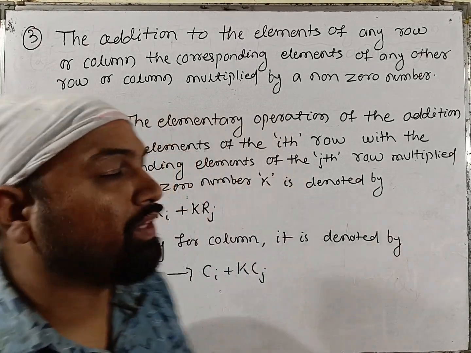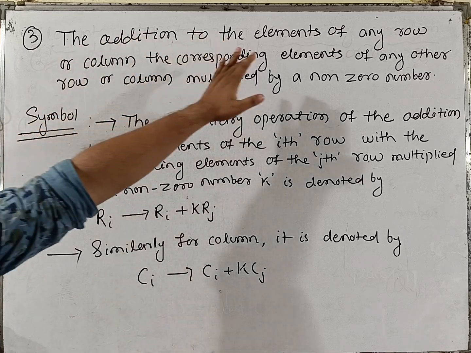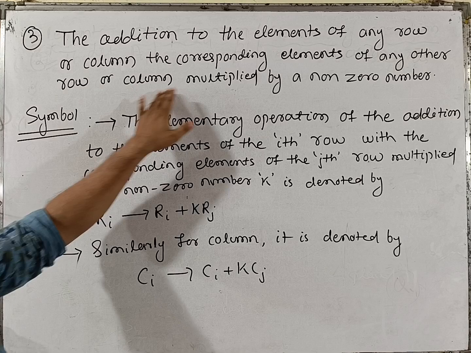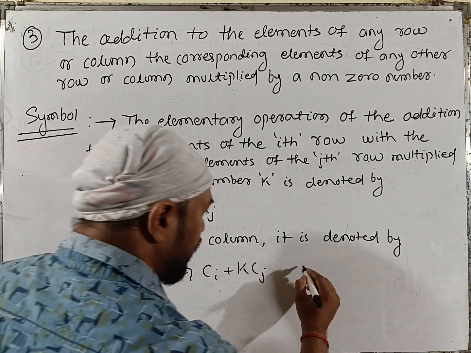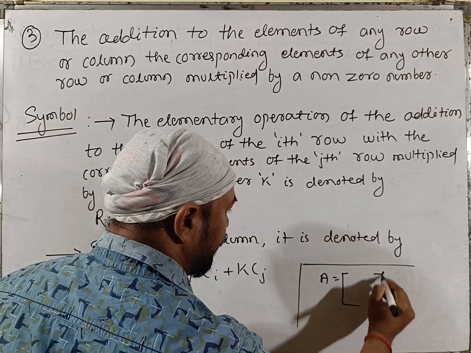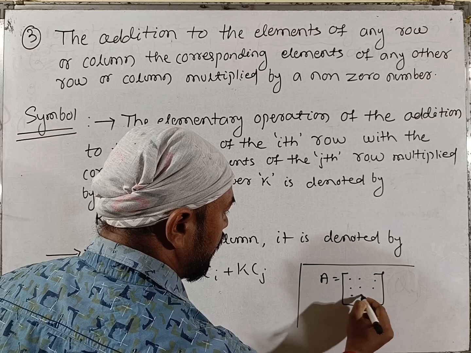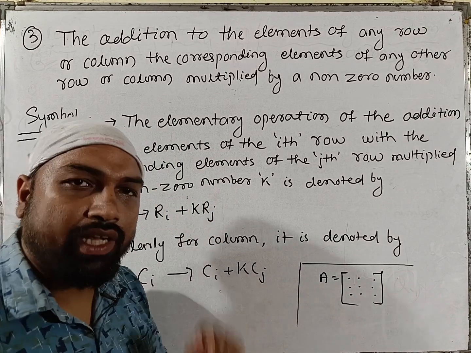So here it is the type 3 of the elementary transformation method: the addition to the elements of any row or column, the corresponding elements of any other row or column multiplied by a non-zero number. Let us explain this. Suppose there is a given matrix. There are 9 elements present in the matrix A.